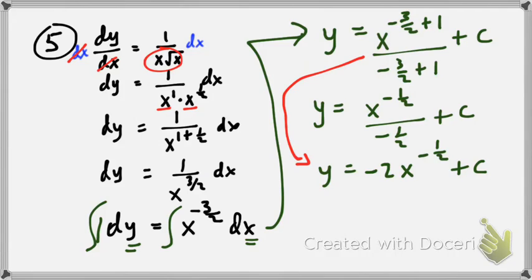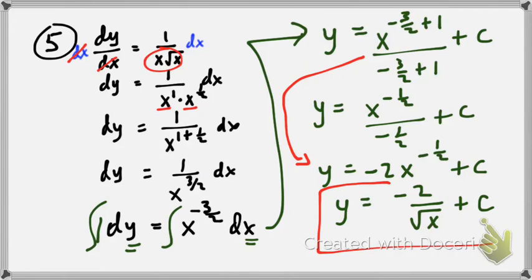Okay, and again we could clean this up even. We can write this as y equals negative 2 over the square root of x plus c. And yes, you will leave it alone. You will not try to rationalize that denominator unless you absolutely have to. So leave that alone. Alright, maybe we can try one more.